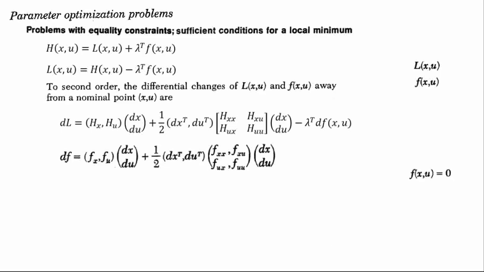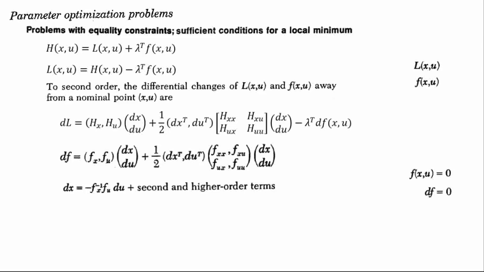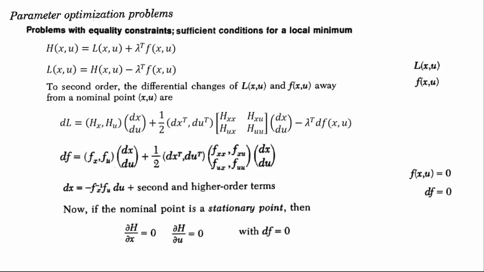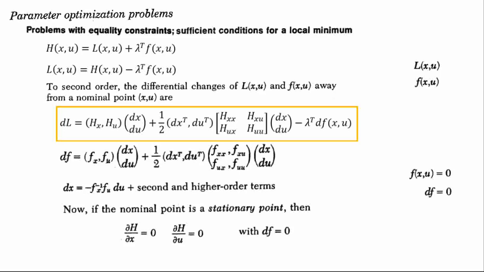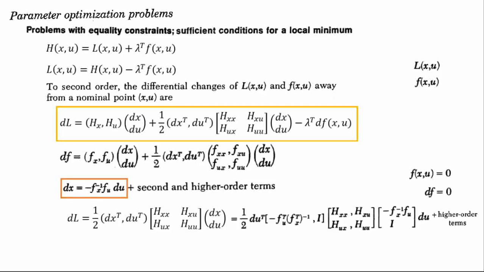From the previous concepts, we have f of x and u is 0 along with its differential df. Thus, from the df shown, we can have an explicit expression for the differential dx as follows. Keep in mind, if our nominal point is a stationary point, then from the necessary conditions we have the partial derivatives of the Lagrange function h with respect to both variables x as well as u, along with df, equal to 0. By substituting these three facts into the function of dL, we have the following new expression for dL. We also can substitute the obtained expression for dx, which gives the following.